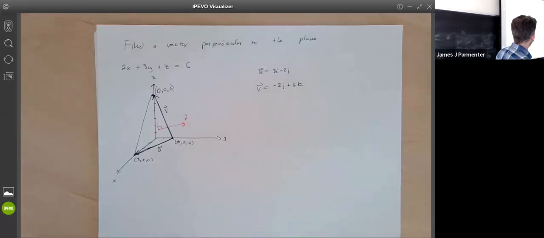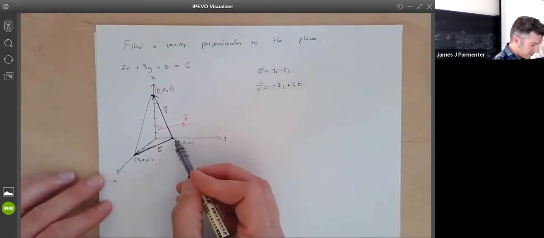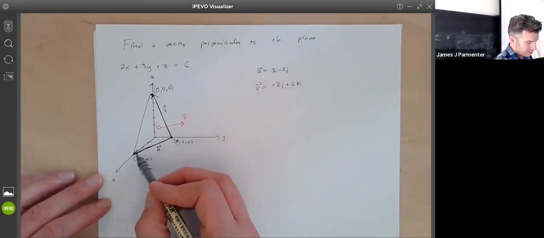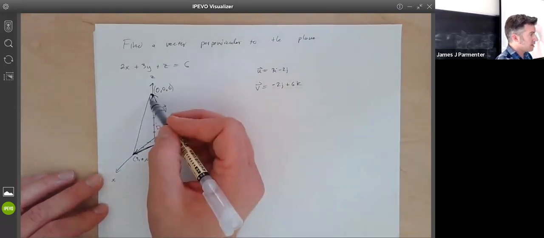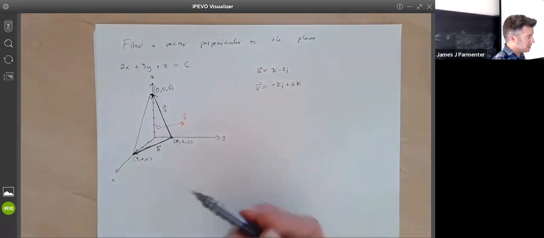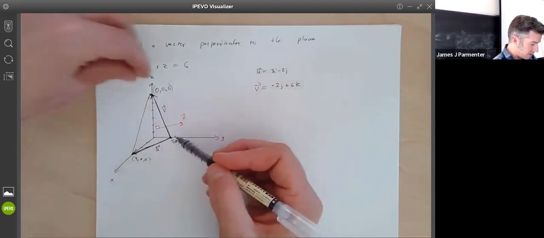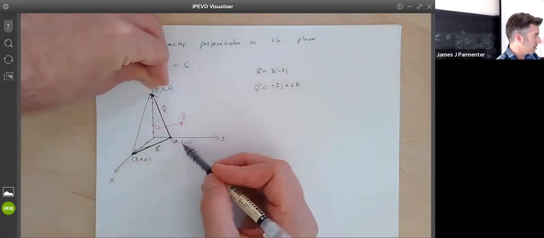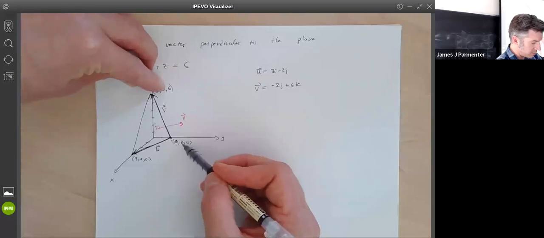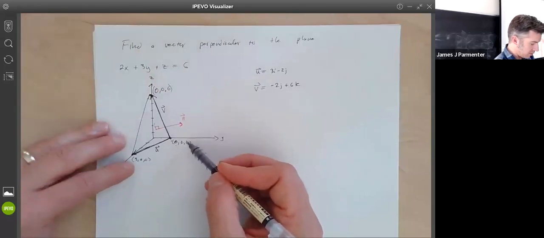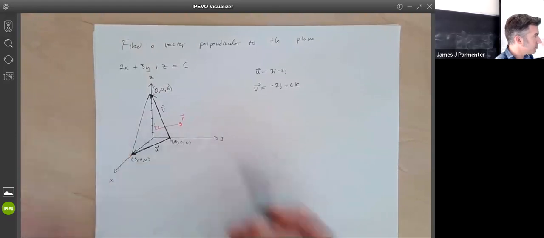Why is it minus 2j? If I go from here to here, am I going in the positive y direction or the negative y direction? The same thing from here to here. Normally, if I hadn't drawn a picture, I would just say we're always doing the place you end minus the place you start. So I'm doing these coordinates minus those coordinates: 0 minus 0, 0 minus 2, 6 minus 0. Same deal here.